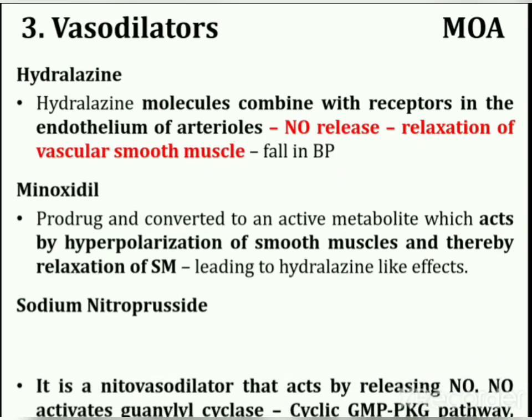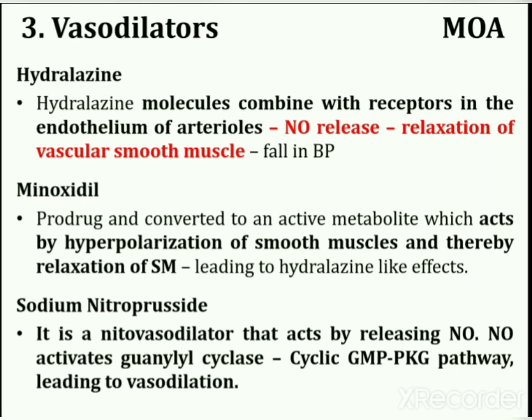Sodium nitroprusside. It is a nitrovasodilator that acts by releasing nitric oxide. Nitric oxide activates the enzyme guanyl cyclase, which in turn activates the cyclic guanosine monophosphate, protein kinase G pathway, leading to vasodilation. So it mimics the production of nitric oxide by vascular endothelial cells, which is impaired in many hypertensive patients.